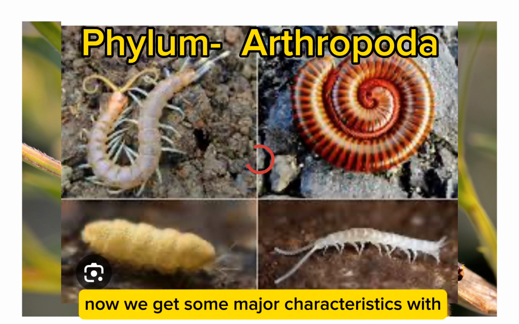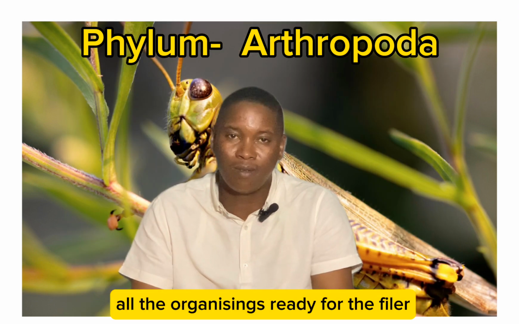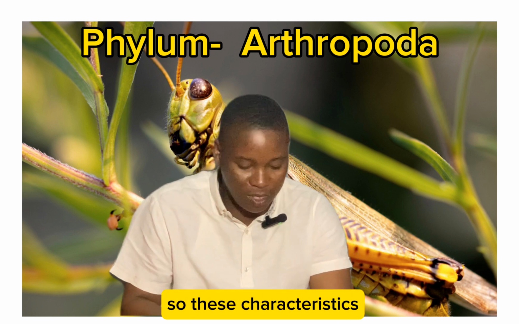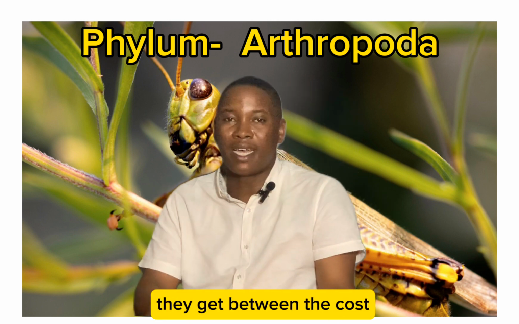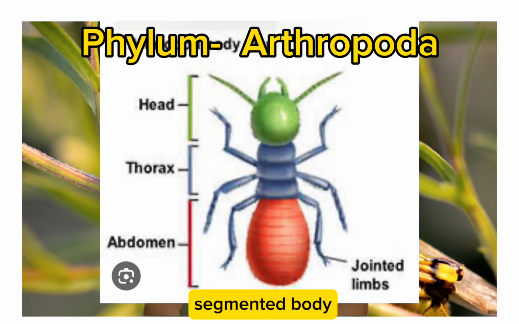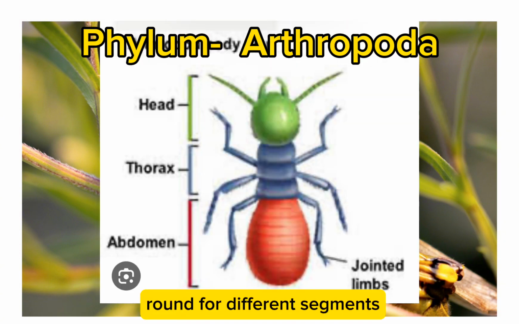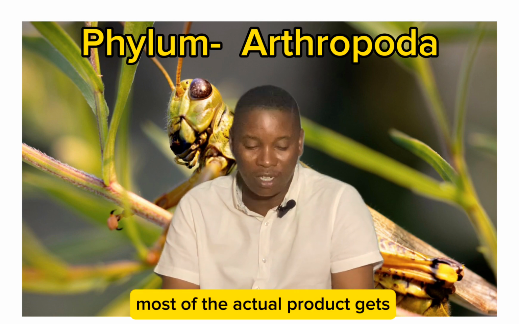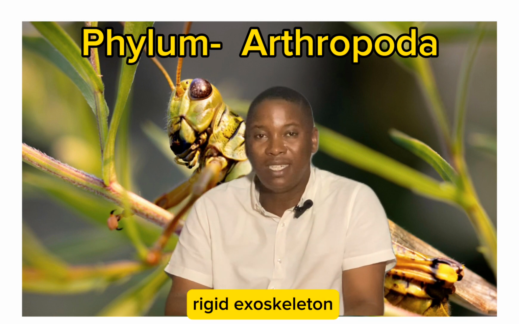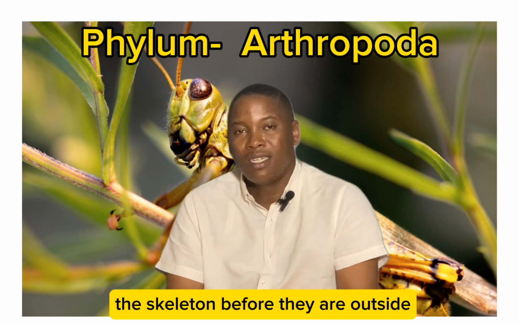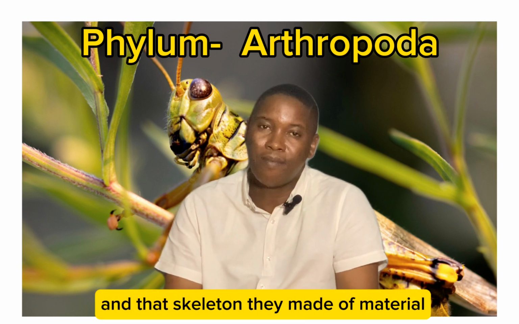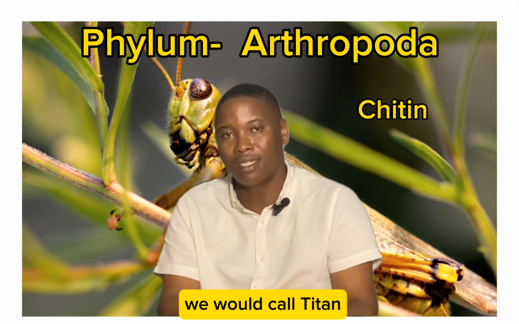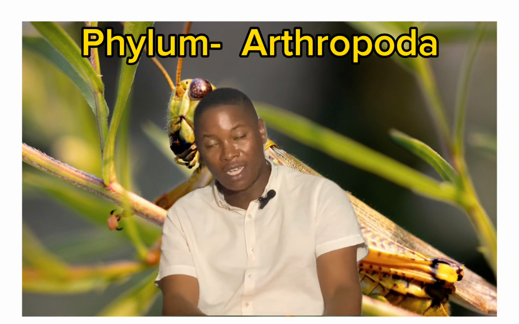Now, there are some major characteristics that all the organisms in the phylum Arthropoda share. Some of these characteristics are, one, they have what we call segmented bodies. Segmented bodies. So if you look at their body, it is divided into different segments. This is a characteristic that most of the arthropods have. Now, they have a rigid exoskeleton. Their skeleton is on the outside, and that skeleton is made up of a hard protein material that we call chitin. That is what makes up their exoskeleton.